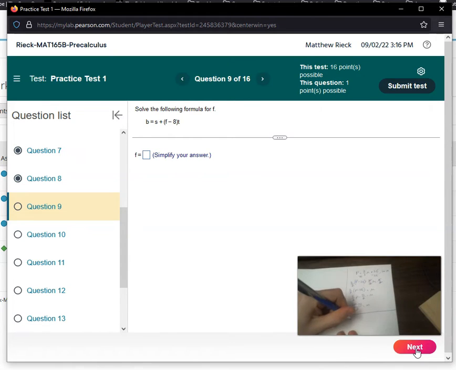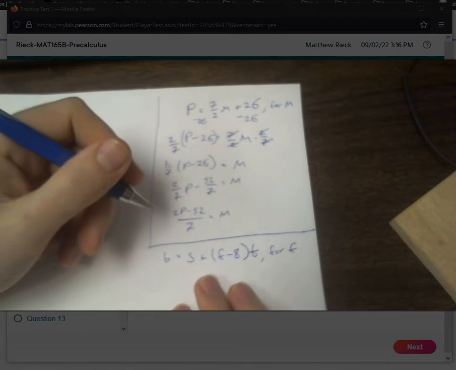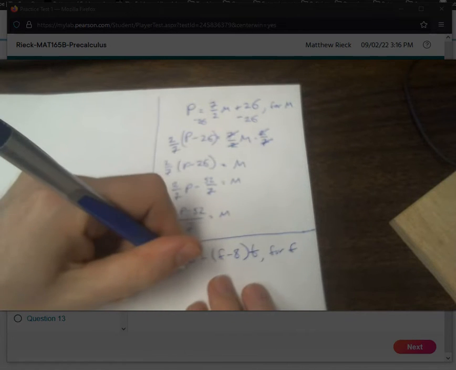Here, same type of problem. So we have b equals s plus f minus 8 times t, and we want to solve this formula for f. So we want to end up with f equals something. All right, so again, your first step is you want to get everything involving the variable that I want to solve for on one side, everything that doesn't over on the other side.